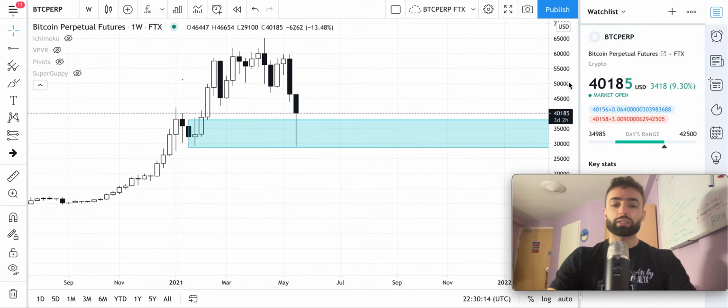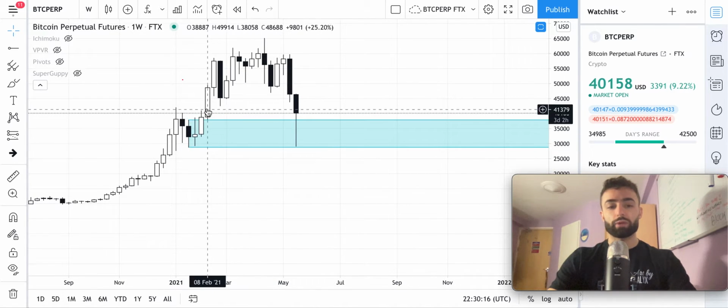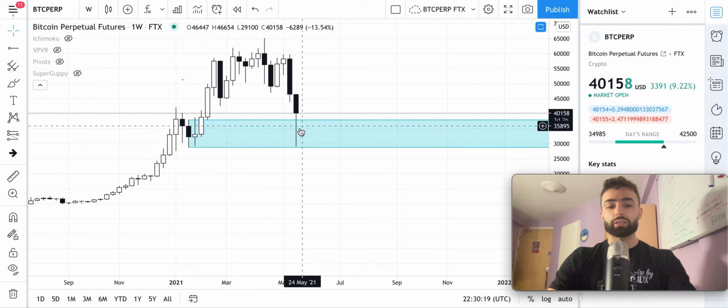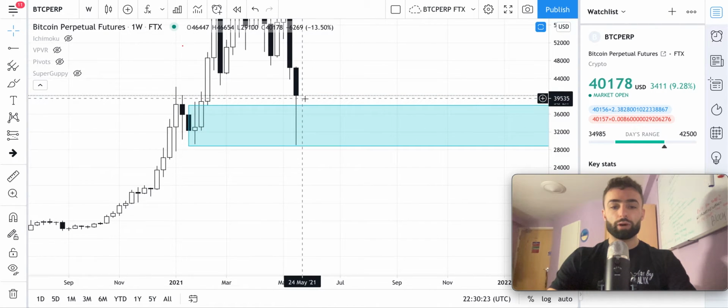If we look at the weekly time frame, this support zone that we've been talking about since February is holding up right now. Currently we are operating above that level. You can see we got close to wicking below it, but did not quite wick below it.